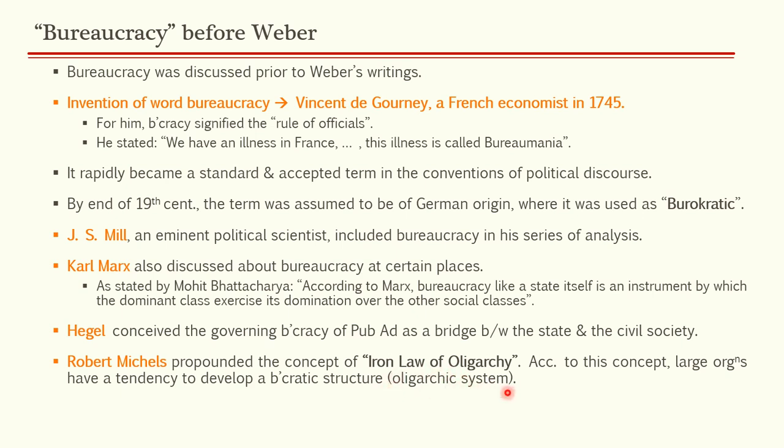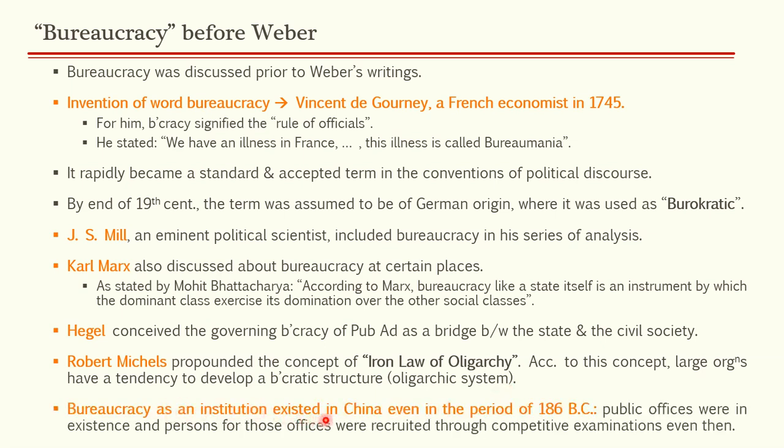So whatever large organizations are there, they develop within themselves a bureaucratic structure, and he termed these bureaucratic structures as oligarchic systems. Bureaucracy as an institution existed in China even in the period of 186 BC. Now remember this point, this might not be important for UPSC, but to relate with the subject, you remember this, that even in China in 186 BC, as old as 186 BC, bureaucracy existed in China. Public offices were in existence and persons for those offices were recruited through competitive examinations even then. So you can see now how old bureaucracy is.